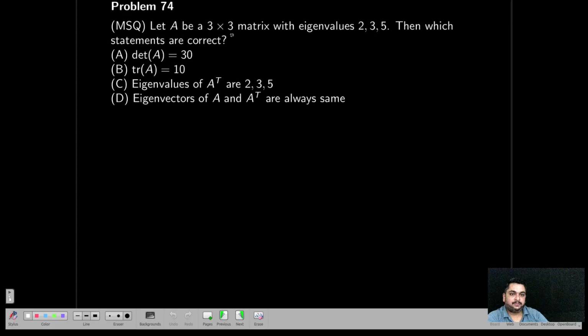Let A be a 3 cross 3 matrix with eigenvalues 2, 3, 5. Then which of the statements are correct? Determinant is the product 2 into 3 into 5. Trace of A is equal to the sum of all the elements, 10. Eigenvalues of A transpose are 2, 3, 5. So eigenvalues of A transpose will always remain the same. This is also correct. Eigenvectors of A and A transpose are always the same? No, they may not be the same.